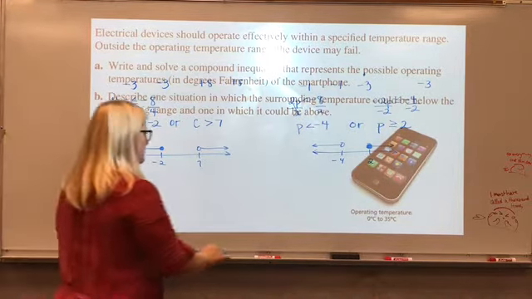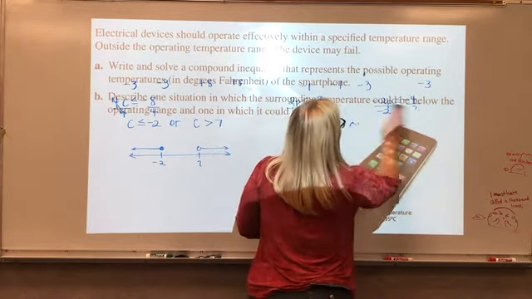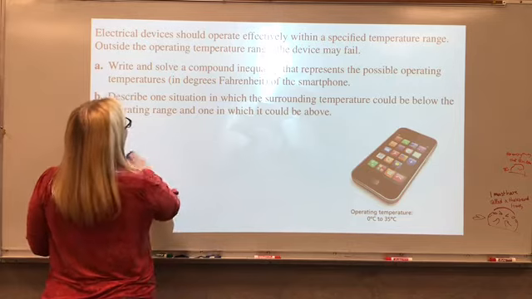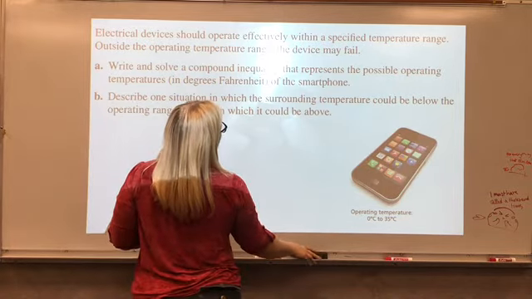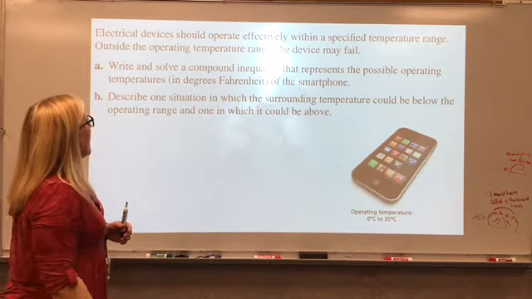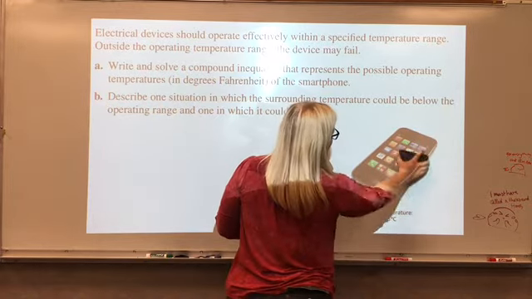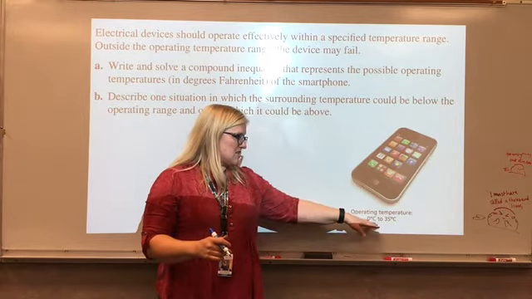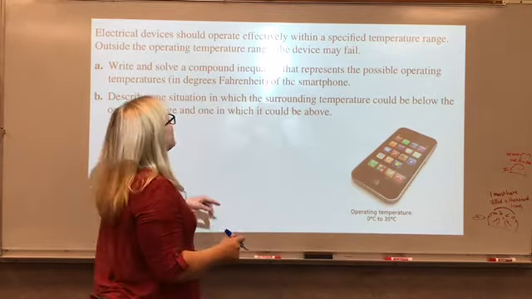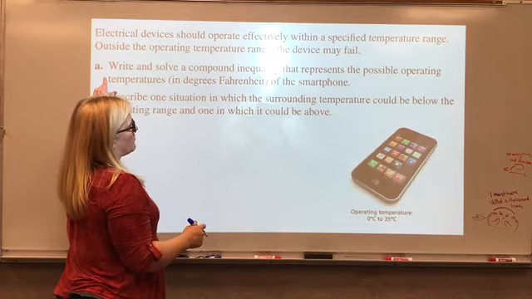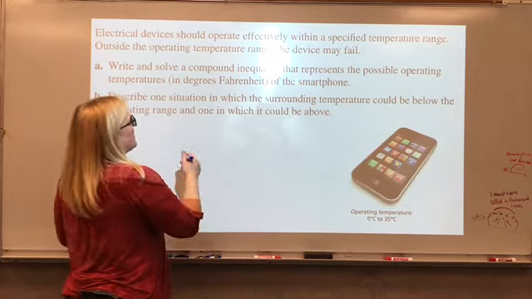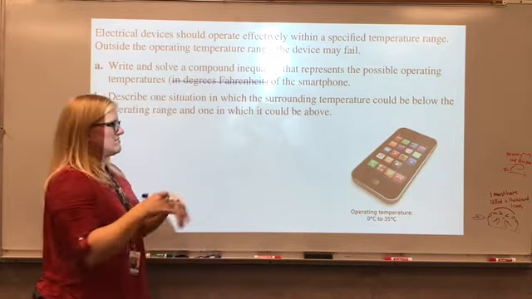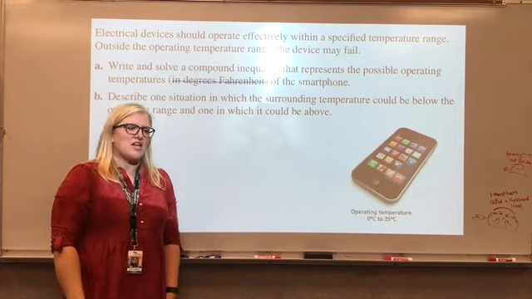Okay, so last problem. This is just a real life problem. Okay, so electrical devices should operate effectively within a specified temperature range. That makes sense. Outside the operating temperature range, the device may fail. And in this case, the operating temperature is 0 degrees Celsius to 35 degrees Celsius. So this says, write and solve a compound inequality that represents the possible operating temperatures in degrees Fahrenheit of the smartphone. We're not going to do it in degrees Fahrenheit. That's just too much work for what it is that we're trying to do.